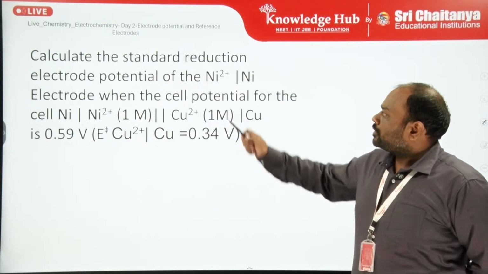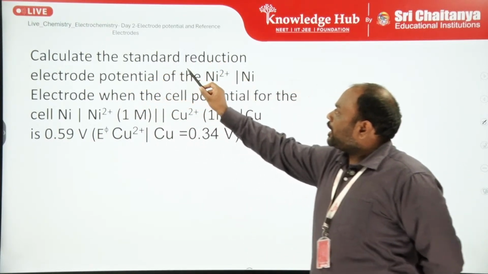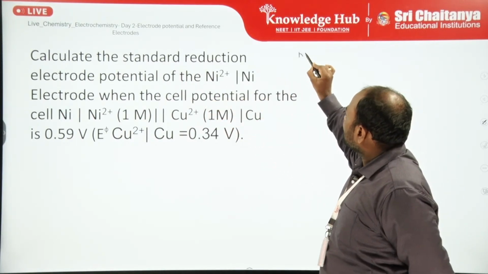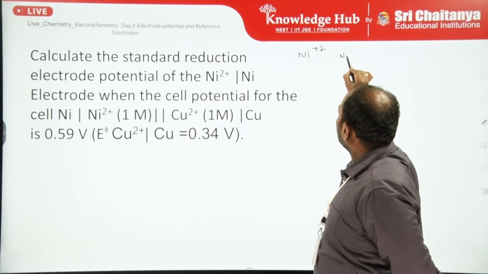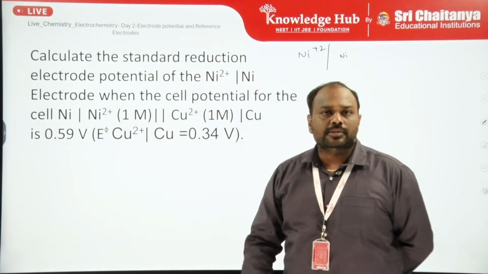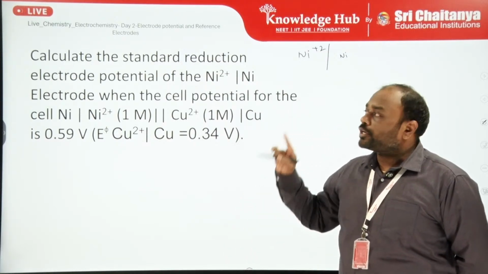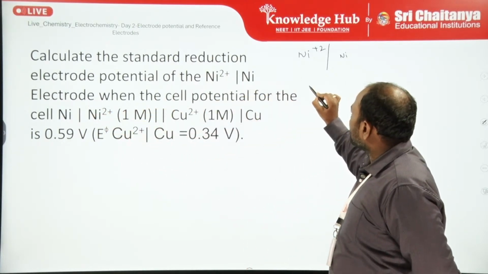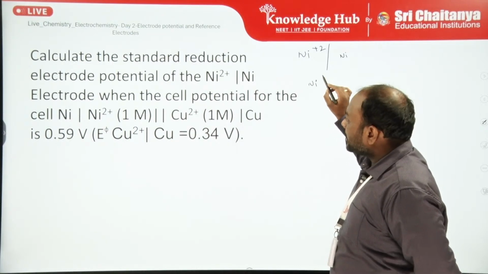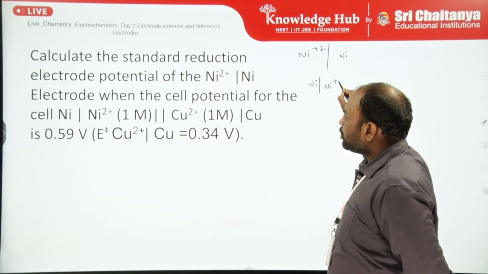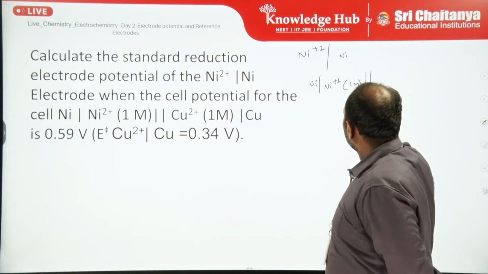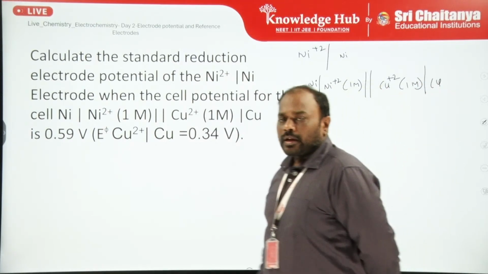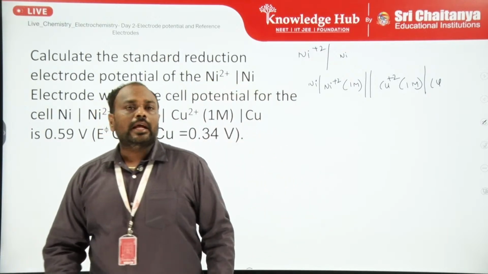See this question. What is the question? Calculate the standard reduction electrode potential of the Ni plus 2 slash Ni electrode, when the cell potential for the cell is given. Slash means Ni plus 2 is changed into Ni. The cell is Ni plus 2, 1 molar, double slash, Cu plus 2, 1 molar, Cu. Now what value do we have to calculate? The electrode potential of the cell.